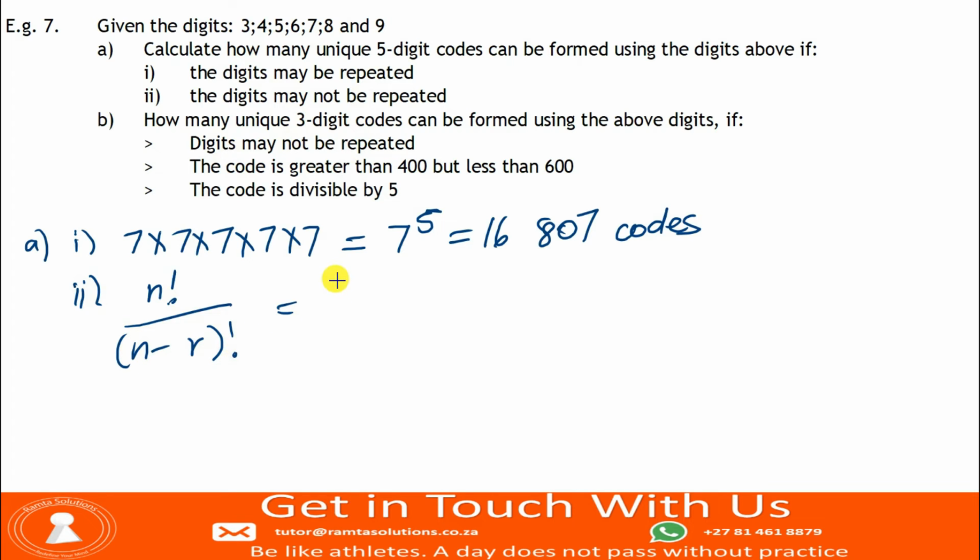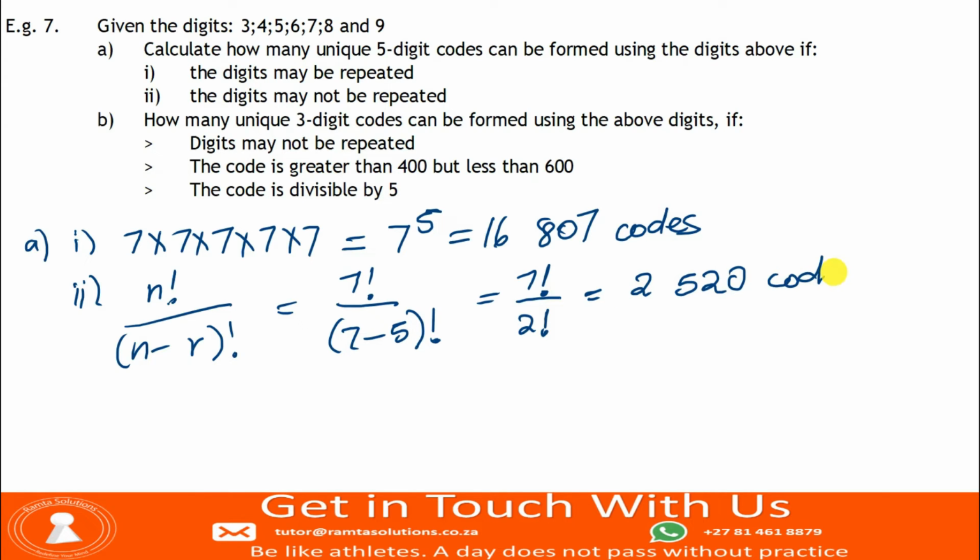What is this? You need to make 5. So this was 7 factorial over what? Over 7 minus 5 factorial, which is 7 factorial over 2 factorial. All right? So take your calculator, 7 factorial over 2 factorial. What do you get?